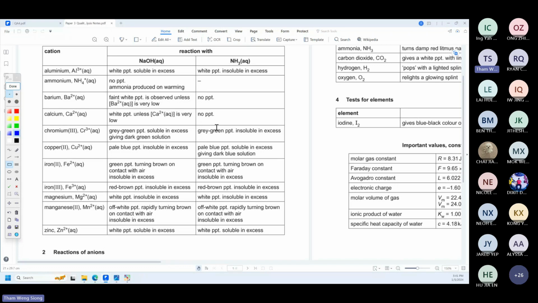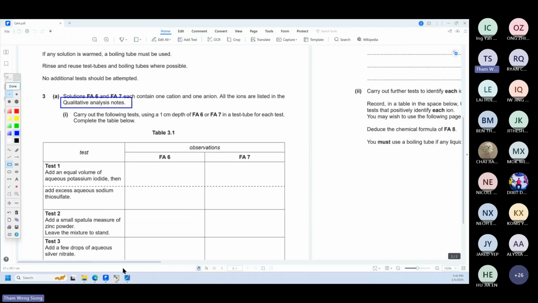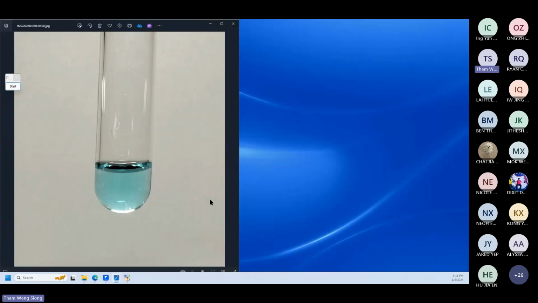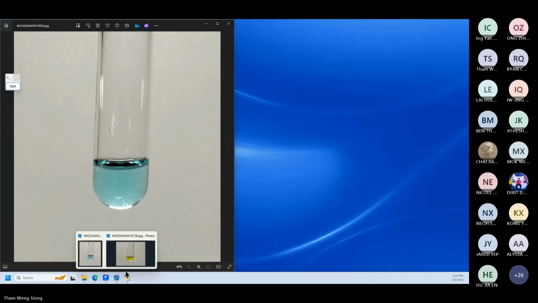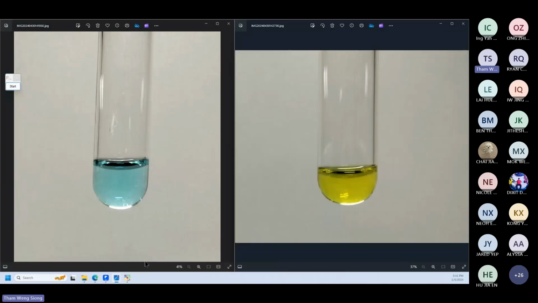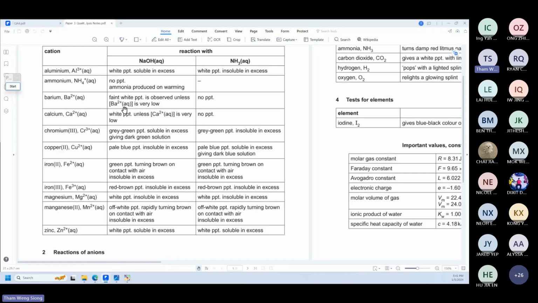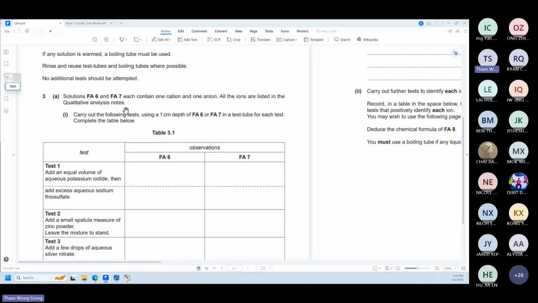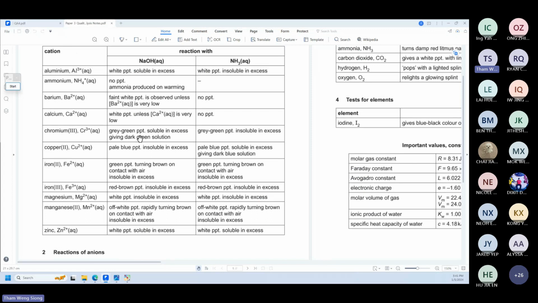What I'm trying to tell you is that, based on the color of this and this, before even starting the experiment, I already isolate out roughly where it is. The keyword is that it is one cation, one anion listed in the qualitative analysis notes. So before I even start, I already have a rough idea.